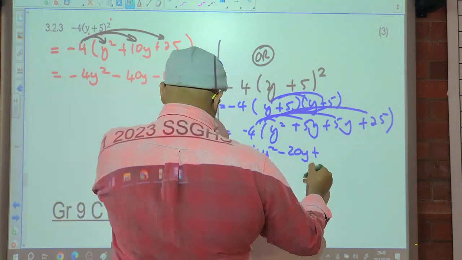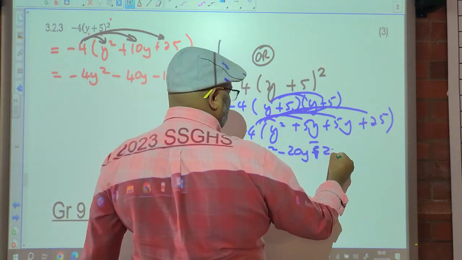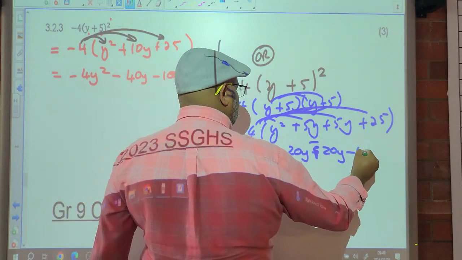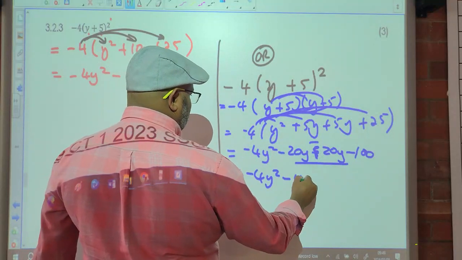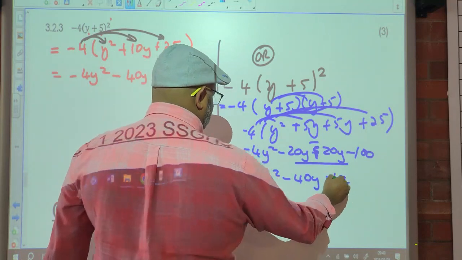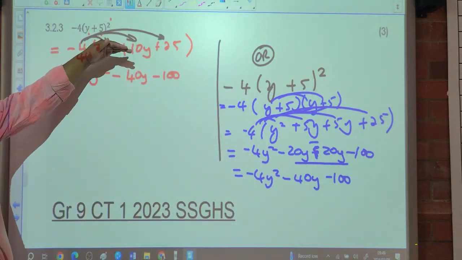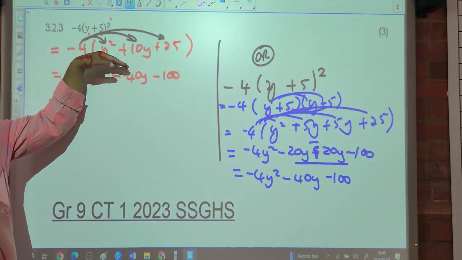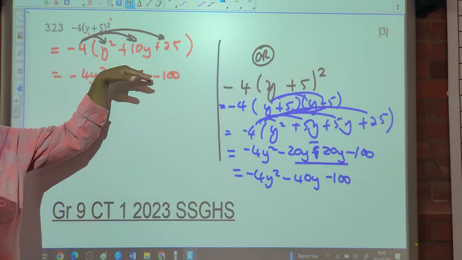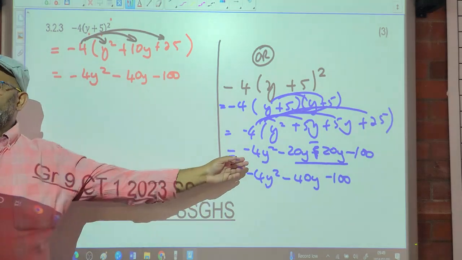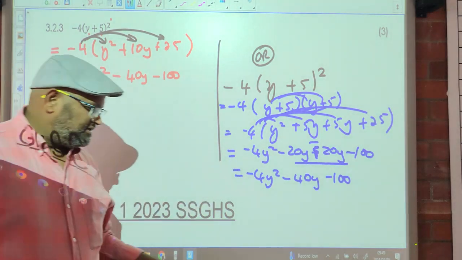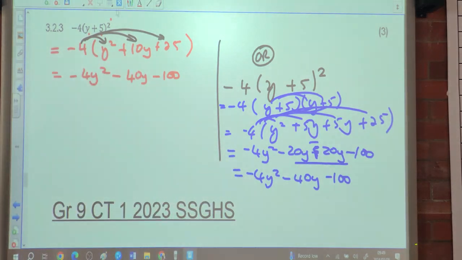Minus 20y minus 100. And of course that gives us negative 40y minus 100. You see how much shorter it is if you apply the rule. Okay, but you need to know the rule. You're getting the rule now and then, right? Rather than multiply it out all the time. Okay? Write it out twice and multiply it.